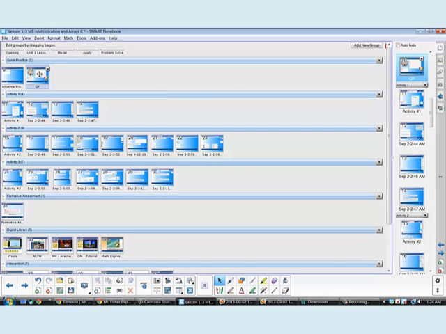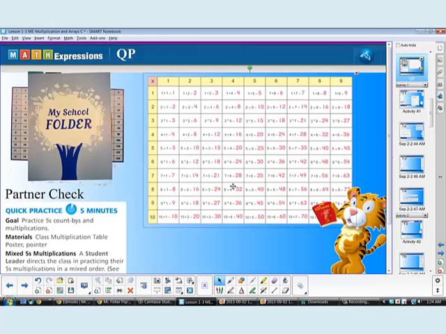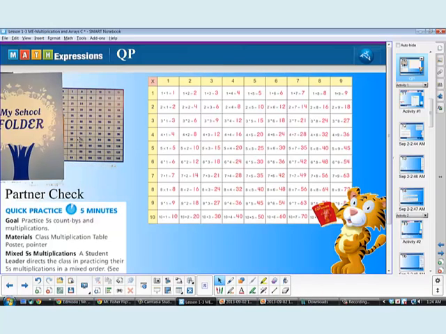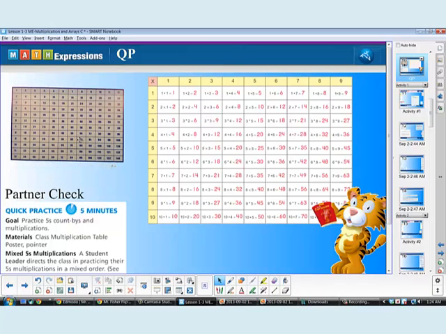I told you about the multiplication table. Well, it's going to be found in several different places. Most notably will be in your My School folder. There is right inside a multiplication table. Use it, especially on the bus when you're going home. Practice. Practice. Those 8s are always hard.